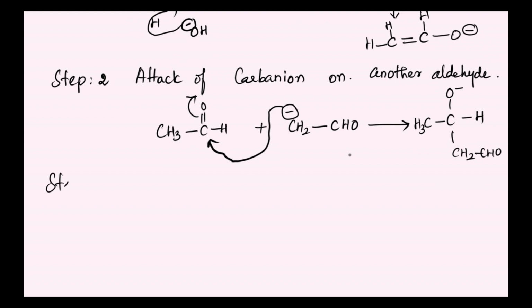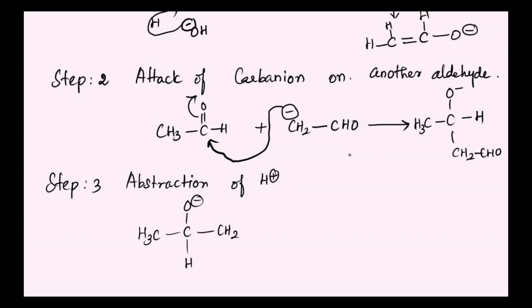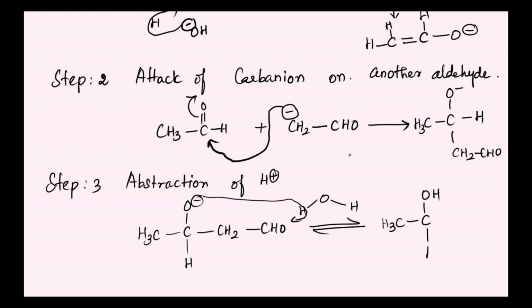And step 3. If you didn't understand any of these steps, please mention it in the comments. We'll create a separate video with examples for this. Step 3, that is abstraction of H+. I'm taking the product from step 2. Abstraction of H+. From where is this happening? From water. So from water, it is getting our H+. So it will form CH3 CHOH CH2 CHO. Okay, so this is what our aldol is.